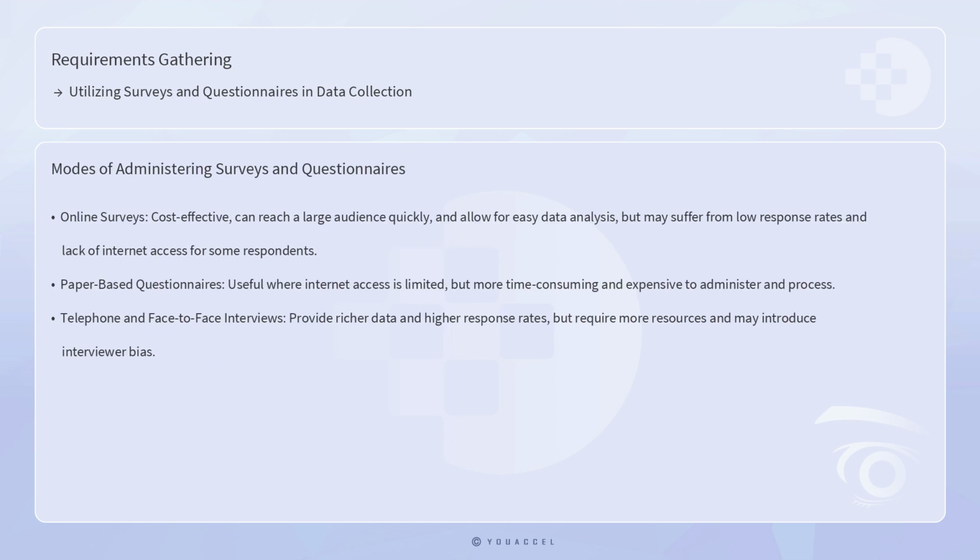Administering surveys and questionnaires can be done through various modes, including online surveys, paper-based questionnaires, telephone interviews, and face-to-face interviews. Each mode has its advantages and limitations. Online surveys are cost-effective, can reach a large audience quickly, and allow for easy data analysis, but they may suffer from low response rates and lack of internet access for some respondents. Paper-based questionnaires can be useful in settings where internet access is limited, but they are more time-consuming and expensive to administer and process. Telephone and face-to-face interviews can provide richer data and higher response rates, but they require more resources and may introduce interviewer bias.